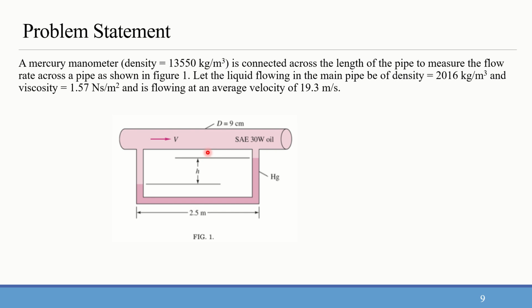So this is the figure 1. We are given the properties of the fluid flowing inside this particular pipe. This is the main pipe. The light pink denotes the main pipe. Dark pink denotes the mercury fluid in the manometer. So let the fluid flowing in the main pipe be of density 2016 kg per meter cube and viscosity 1.57 Newton second per meter square, and it is flowing at an average velocity of 19.3 meter per second.